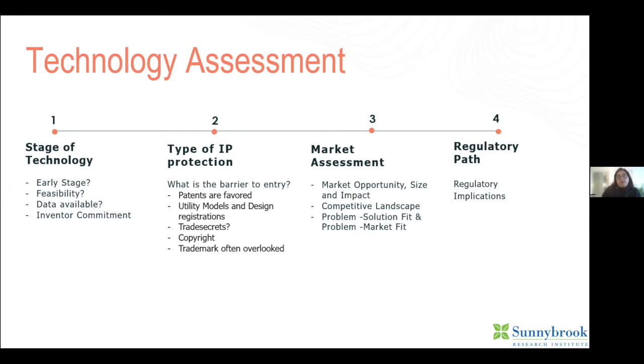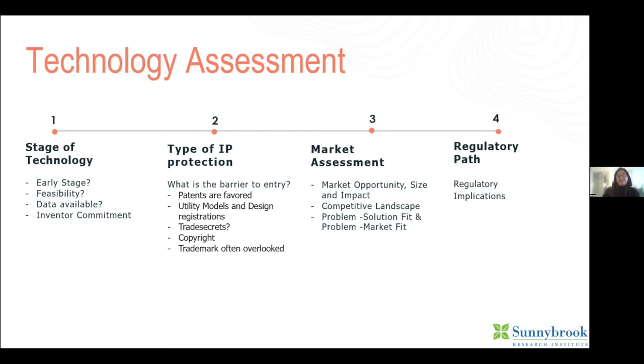The next point to think about is, what is the kind of IP protection that we're thinking of? Is it a patent? Of course, they're more favored than any other, but we may also have a utility model or a design model that we would want to register. Trade secrets and copyrights, of course, as I just discussed.